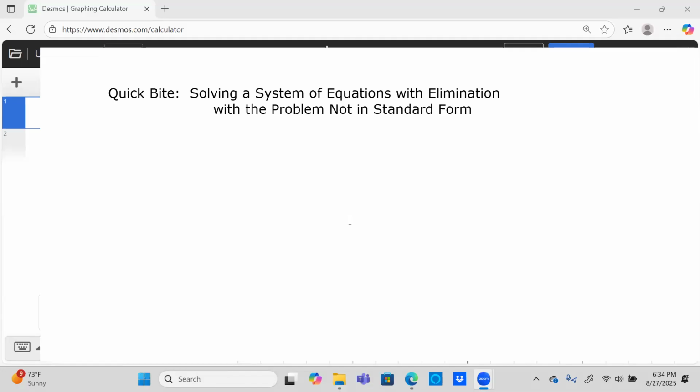Today I'll just be doing one problem, so I'll call this a little quick bite here. I'm going to be solving a system of equations with the elimination method or process when the initial problem was not given in standard form. So this is a little tricky because we have to kind of fix the problem before we can do the problem.